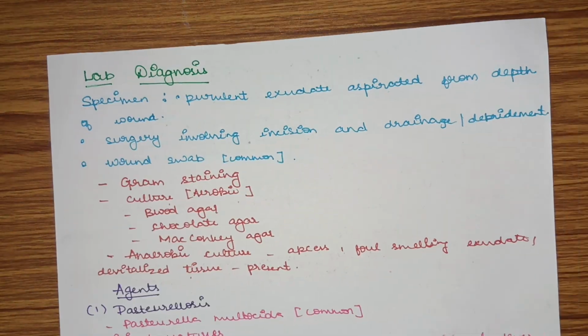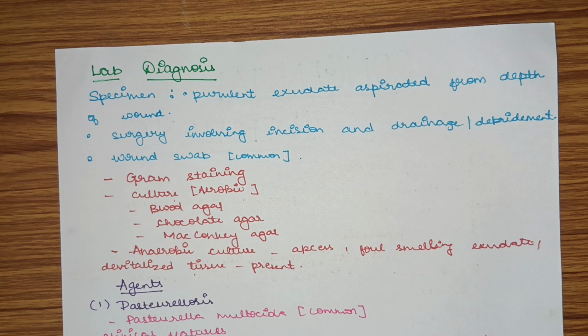Now we'll see the lab diagnosis of bite wound infections. The specimen collected would be purulent exudate aspirated from the depth of the wound, or a wound swab. Any surgical incision material can be collected. If there is any debridement or drainage, the tissue that is surgically removed can also be used for lab diagnosis. But the most common specimen is the wound swab.